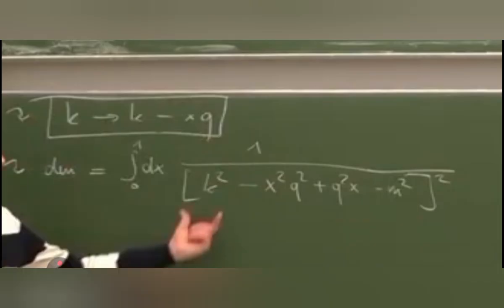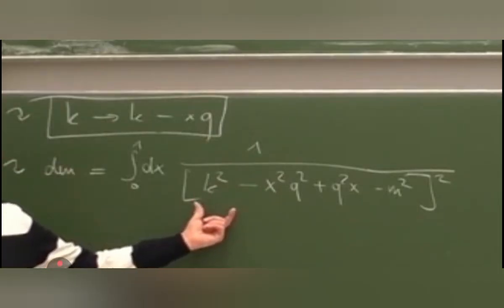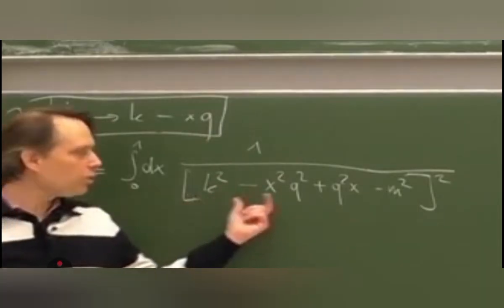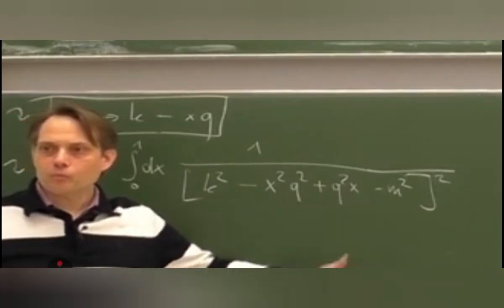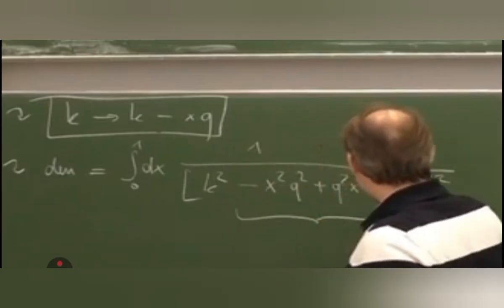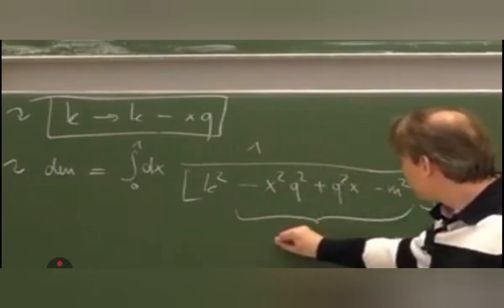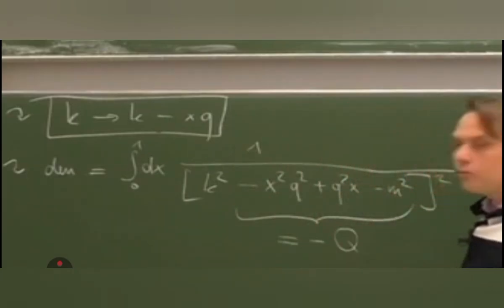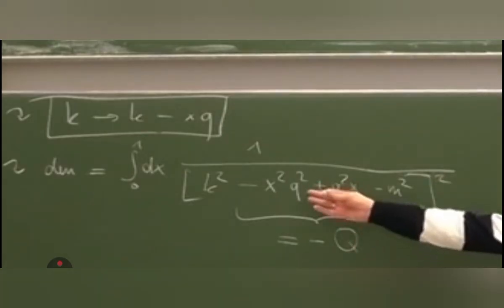And then we have our master formula denominator, namely k square plus something else. And that we can integrate using our master formula. And we can call all of this stuff here minus capital Q. And then we have our master formula. The point is that this capital Q does not depend on the integration momentum.